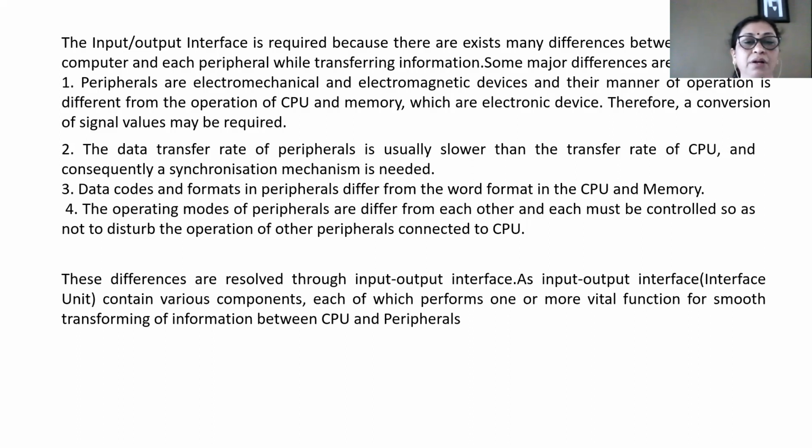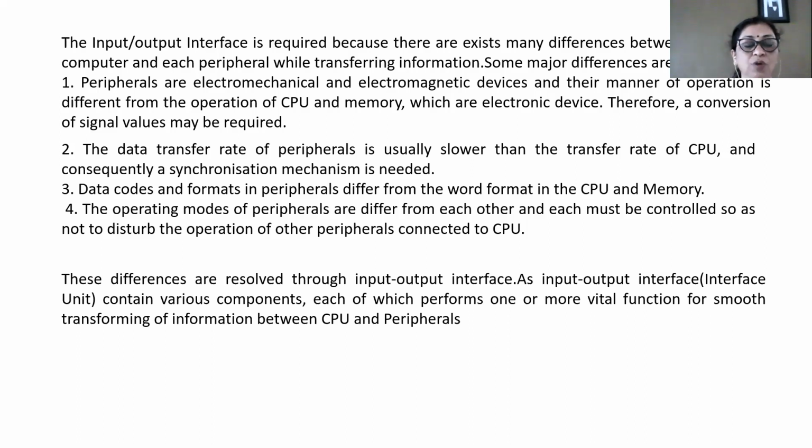Another thing is the operating modes of peripherals. They are different as compared to the operating modes of your central processing unit. So in order to again bridge this gap, the interface is present between input-output devices and the central processing unit. As you can see, there are four differences: the way in which the components are operating, the data transfer rate, the data code formats, and the operating modes.